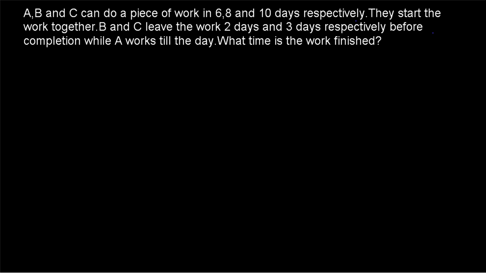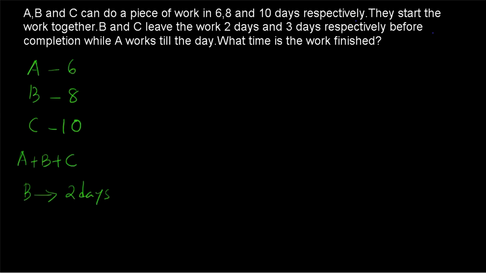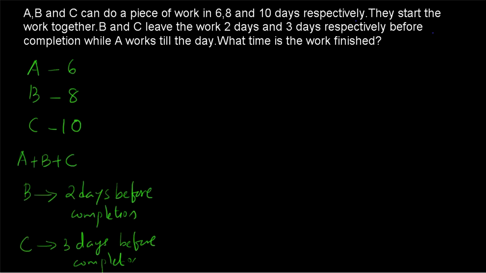So here, what's the question? A is taking 6 days to complete a work, B is taking 8 days, and C is taking 10 days to complete the work. And they are starting the work together. But before completion, B is leaving the work 2 days before completion, and C is leaving the work 3 days before completion. But A is working till the end. So how many days will be taken to finish the work?